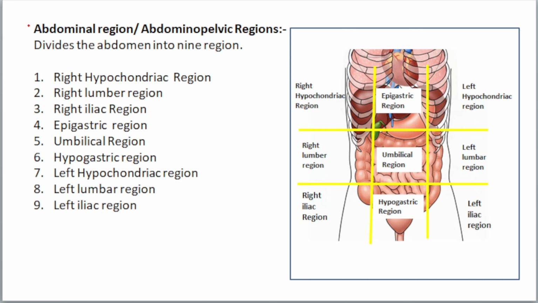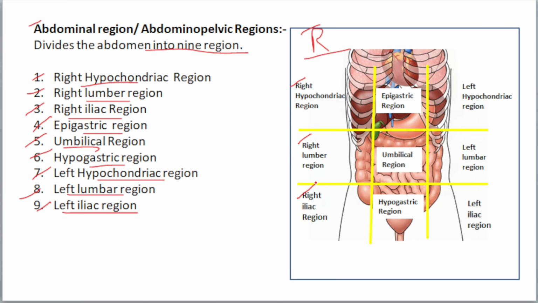So let's start. The abdominal region or abdominopelvic region can be divided into 9 regions. 1. Right hypochondriac region. 2. Right lumbar region. 3. Right iliac region. 4. Epigastric region. 5. Umbilical region. 6. Hypogastric region. 7. Left hypochondriac region. 8. Left lumbar region. 9. Left iliac region. See in this picture that the region present on the right side of the body is called the right region, for example right hypochondriac region, right lumbar region, right iliac region, and the region on the left side of the body is called the left region, for example left hypochondriac region, left lumbar region, left iliac region.